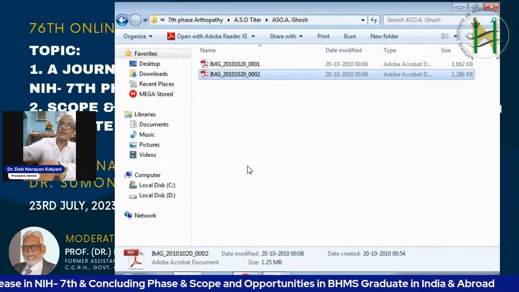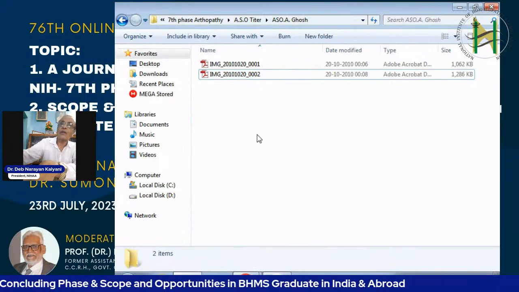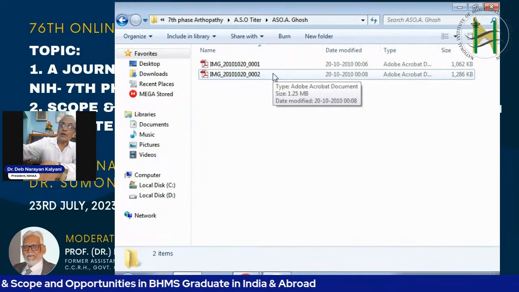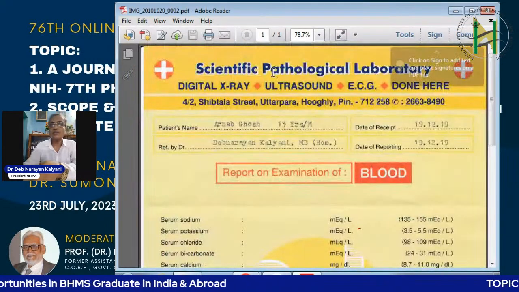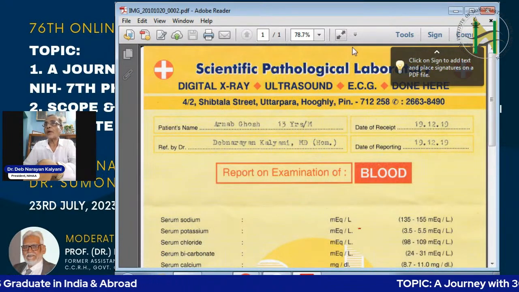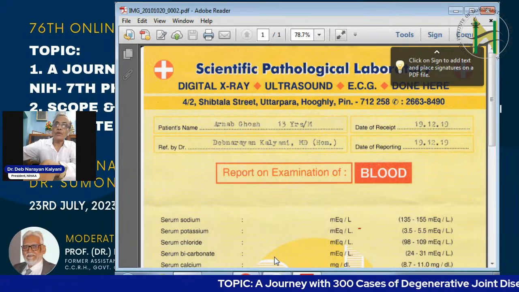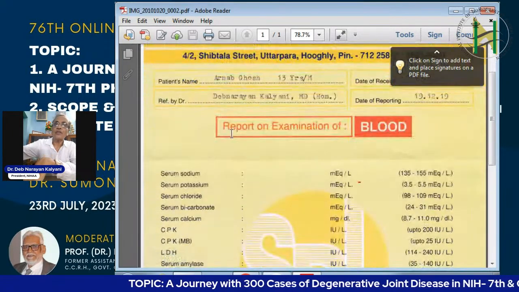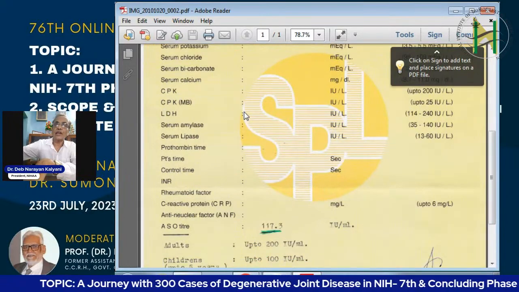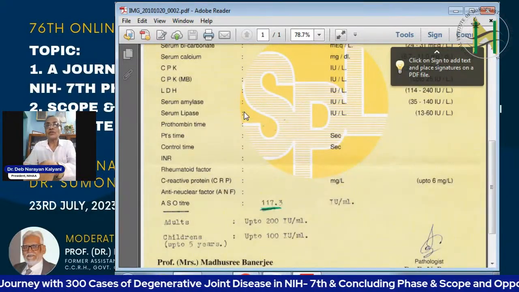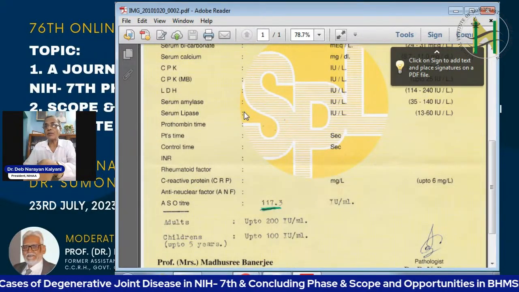Well, if you find any case giving pain in multiple joints, you must ask the patient, did you have a sore throat before? If you once get a history of sore throat before in any patient of arthritis, you should not forget to see this ASO titer. 117 became normal.